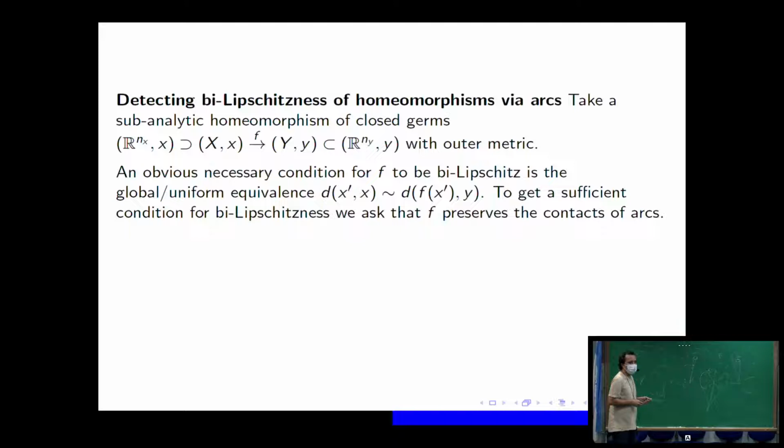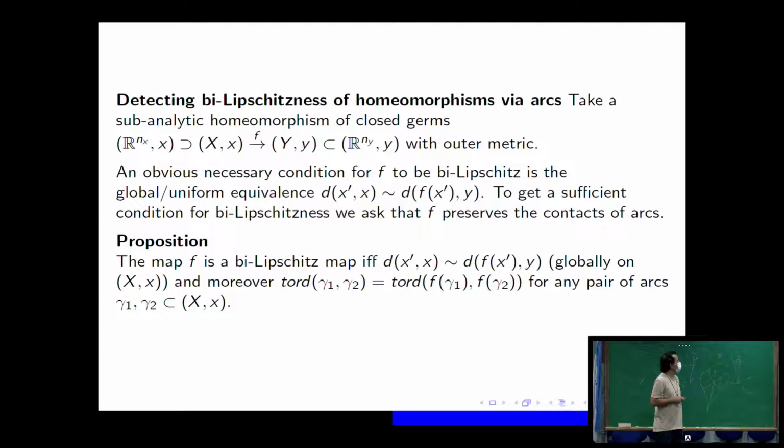In other words, it means that the radial behavior is preserved by a bi-Lipschitz homeomorphism, but it is not enough. In fact, you need to control also the angle along this map. So to get a sufficient condition, you have the following result. A map F is bi-Lipschitz if the radial distance is preserved with the same constant, and moreover the contact of arcs in the domain and in the image is the same for any pair of arcs. So it will be useful for the next criterion.